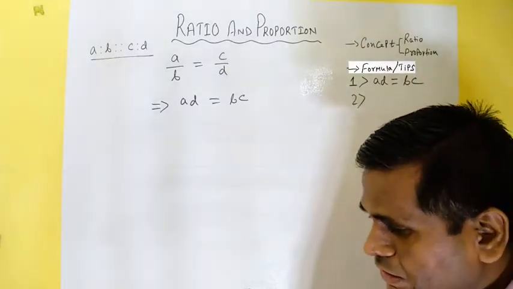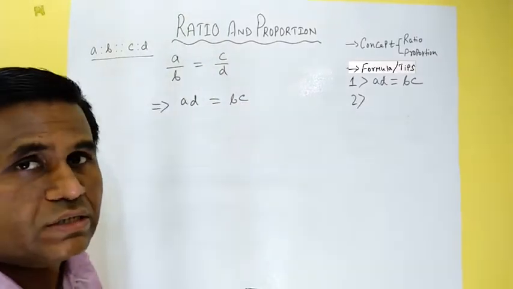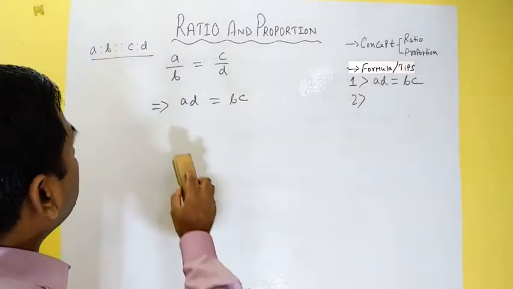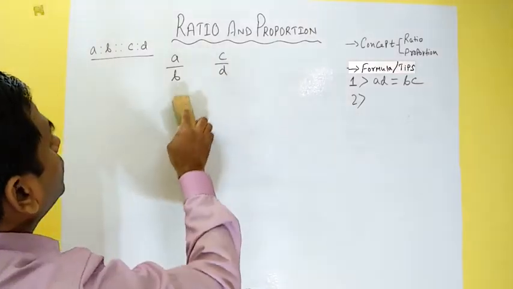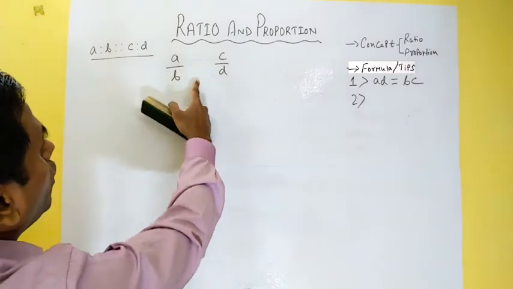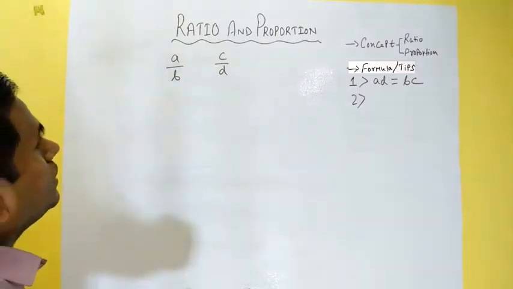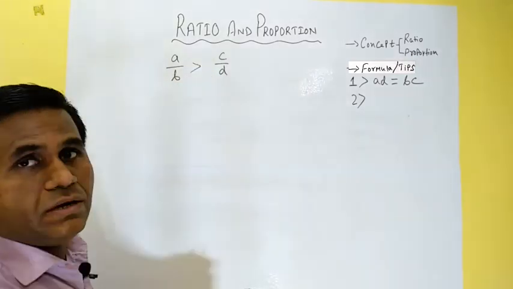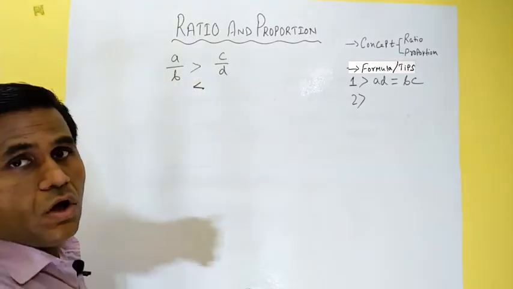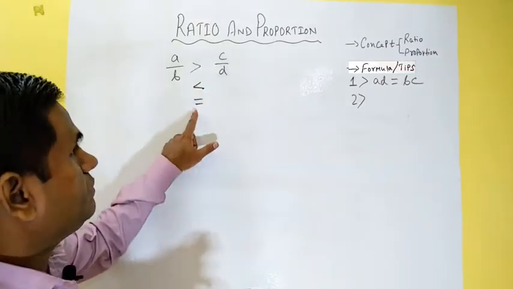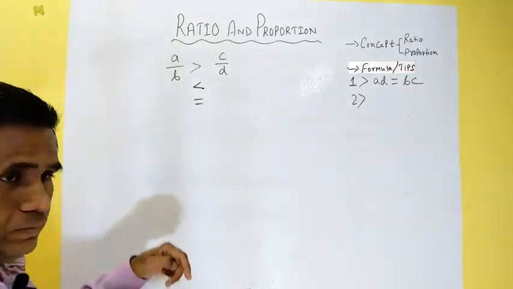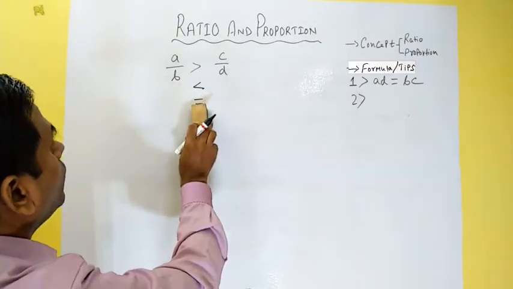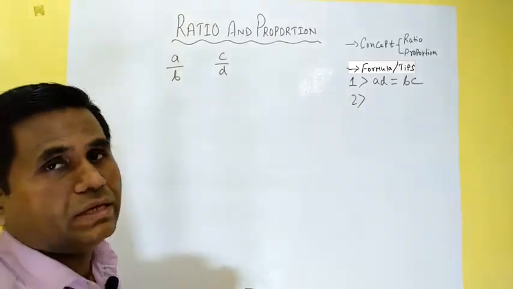Now we will be seeing the second formula. The second concept is, friends, if you have a ratio given but we don't know whether it is proportional or not. There are three conditions in this case. Either this can be greater than, or this can be less than, or it is equal to. When it is equal to, we can say it is proportional. So how to find whether it is greater than, less than, or equal to? That we will be learning here in the second.